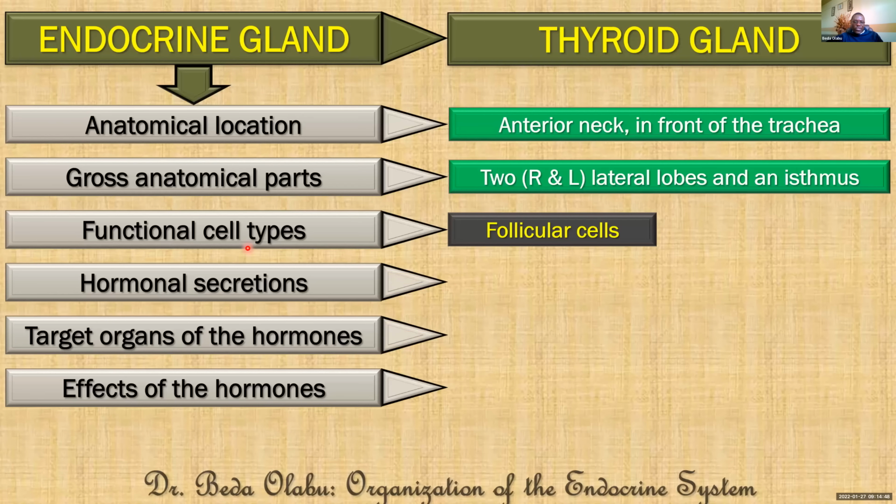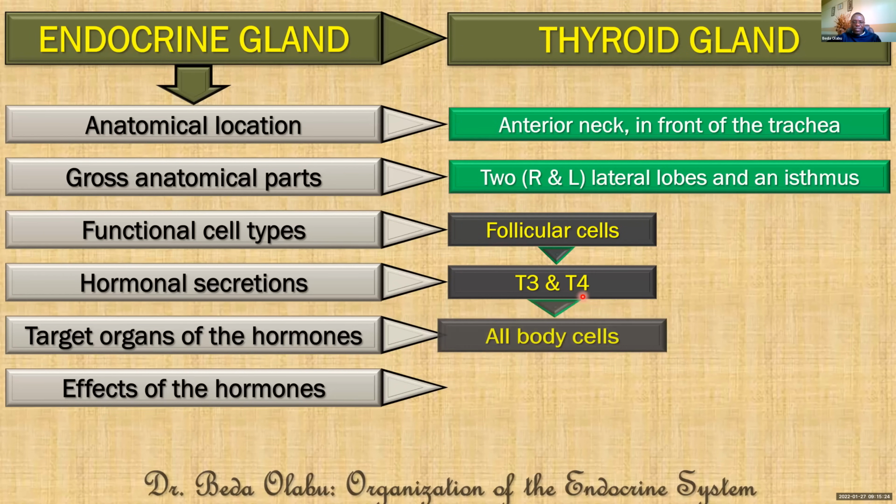Good. So this is where we are. In terms of anatomical location, we've talked about its location: anterior neck in front of the trachea. In terms of the gross anatomical parts, two lateral lobes and an isthmus. The functional cell types are follicular and parafollicular cells. The follicular cells produce two hormones, T3 and T4. T3 is called triiodothyronine, and T4 is called thyroxine.